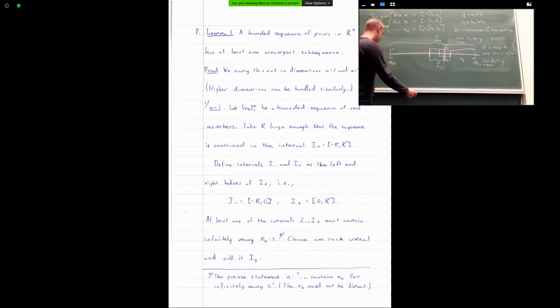So now to finish up here, we have found our limit point y. We have our subsequence x_{n_k}. We just have to prove that it actually converges to y. And how are we going to do this? We do it by the squeeze theorem.